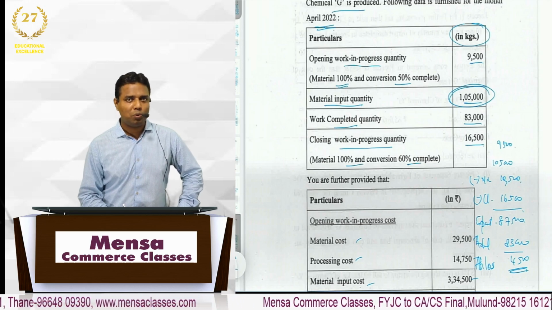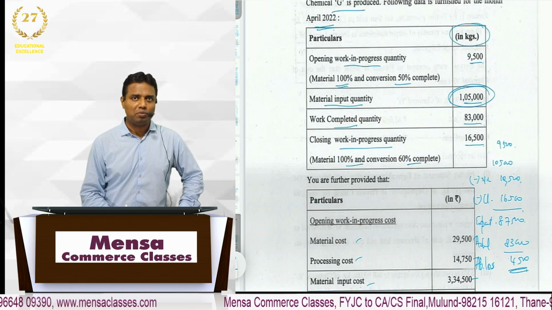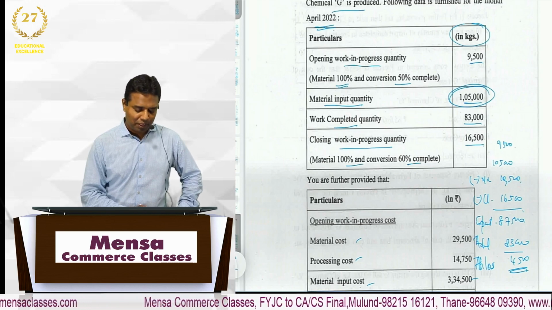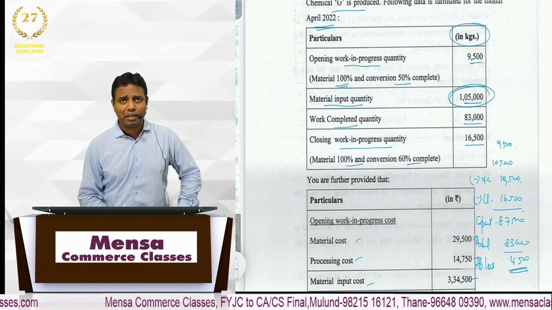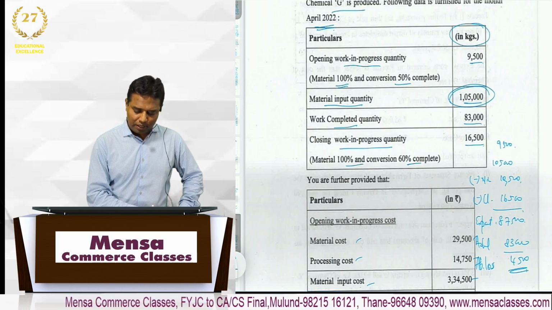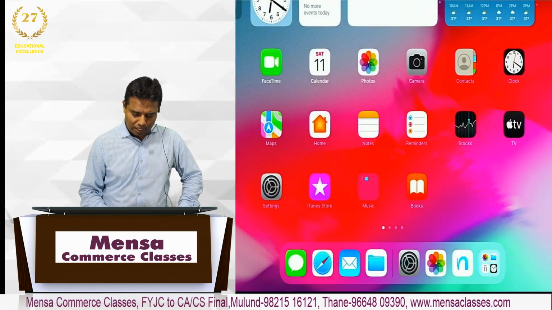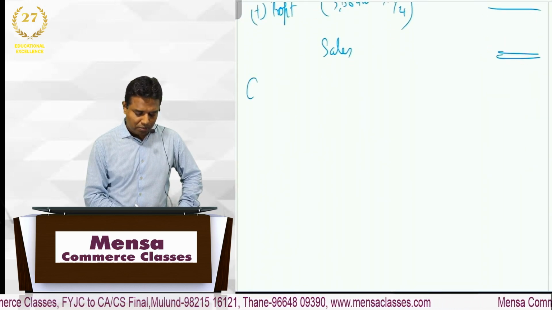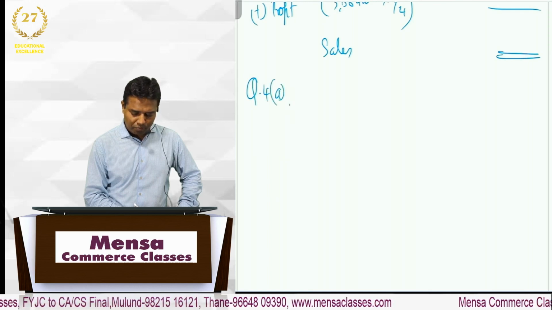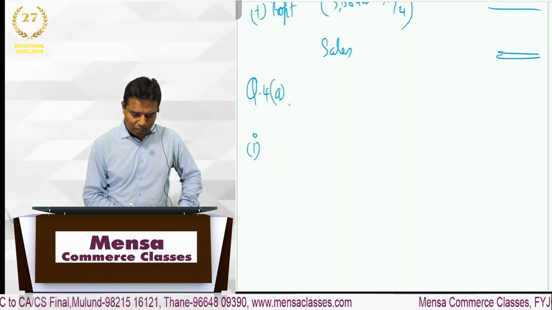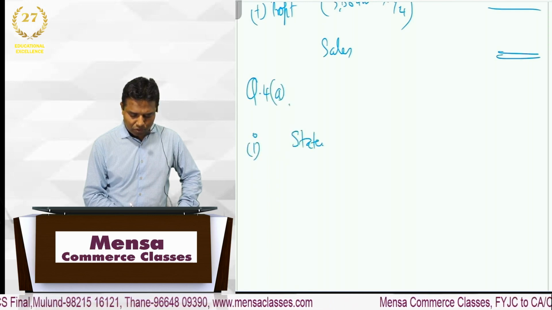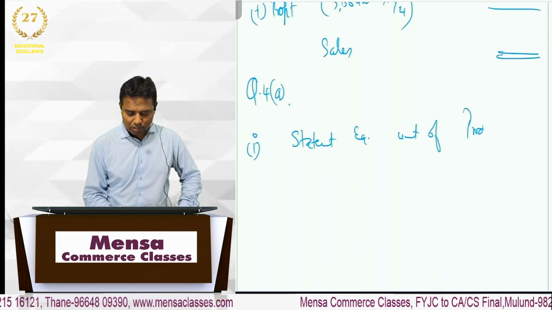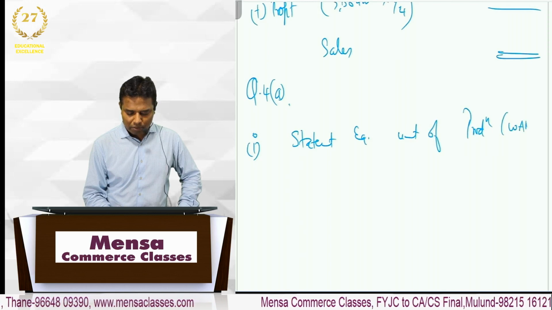So I hope you're clear with the abnormal loss calculations. Now we'll do the equivalent units of production, and that is where the weighted average cost, which we are interested in. Fine. So let's start. How do I do the calculation now? That is question number 4a, sub question 1, statement of equivalent units of production, weighted average method.